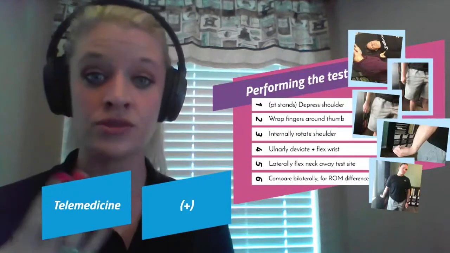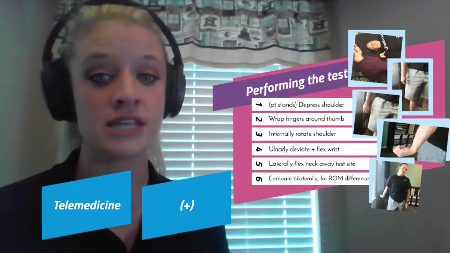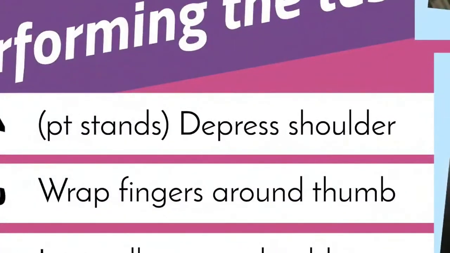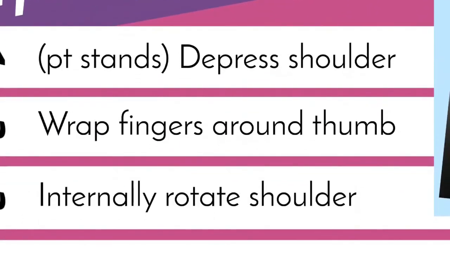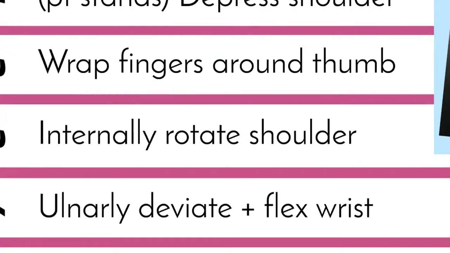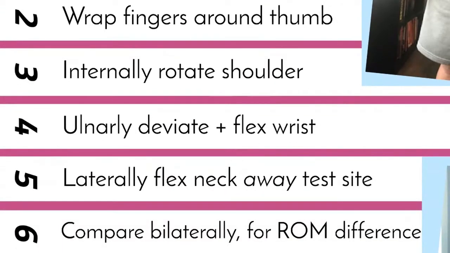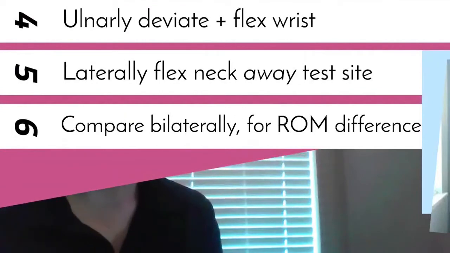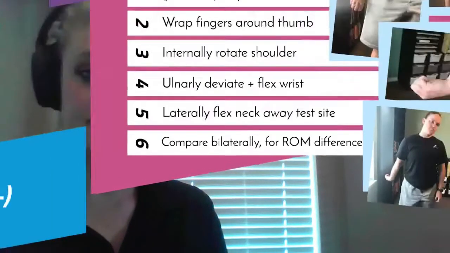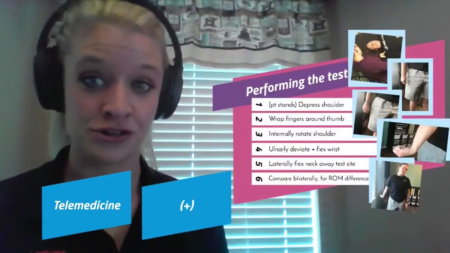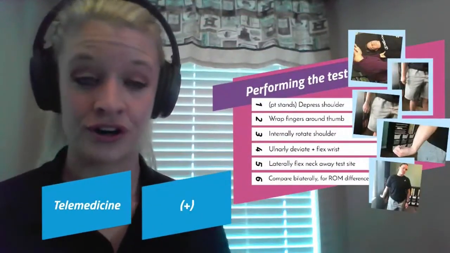So, to perform the radial tension test, the very first thing that the patient is going to do is depress their shoulder, then wrap fingers around the thumb, internally rotate the shoulder, ulnarly deviate and flex the wrist, laterally flex the neck away from the test site, and then compare bilaterally for range of motion differences. Here are some pictures in case you're a visual learner.